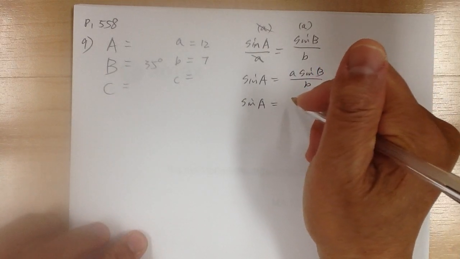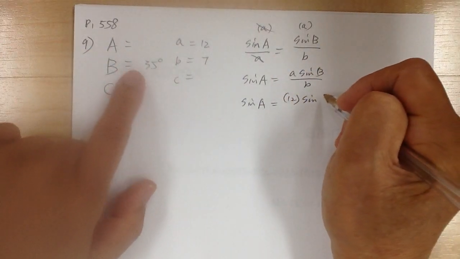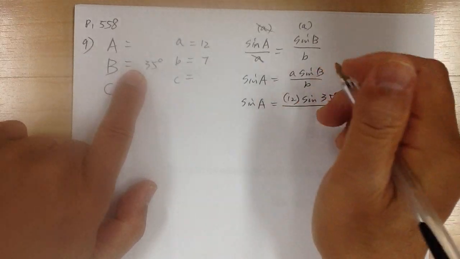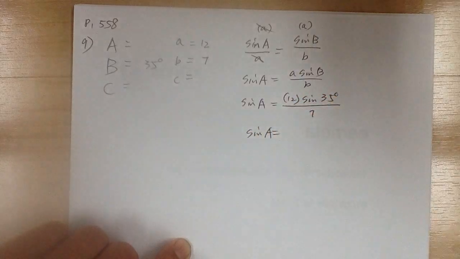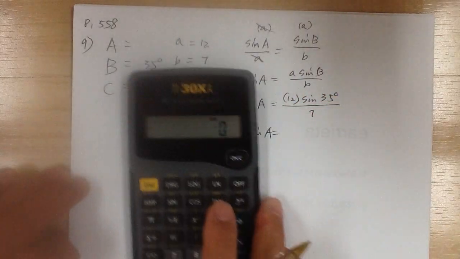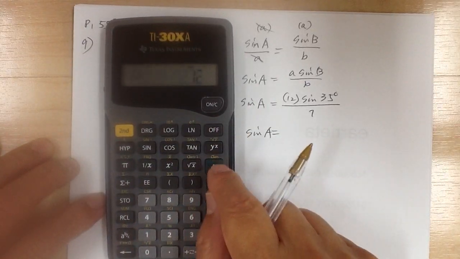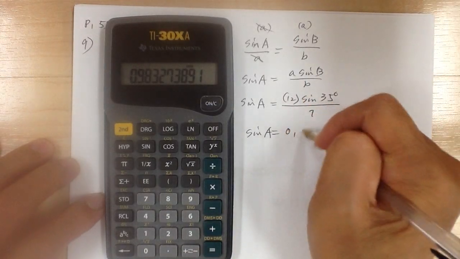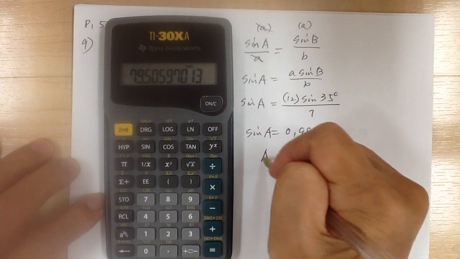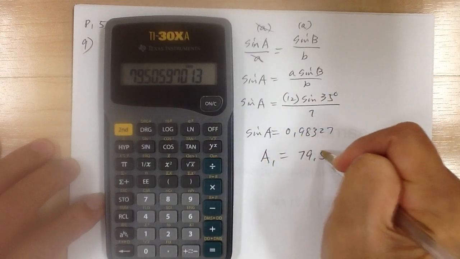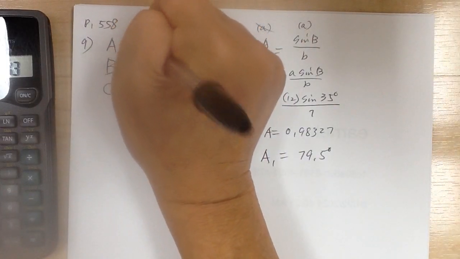And put in the numbers. So a is 12. Sine of B is 35 degrees. And b is 7. So sine A equals, okay, sine 35 times 12 divided by 7 equals 0.98327, then take the inverse sine. So A1 equals 79.5 degrees.